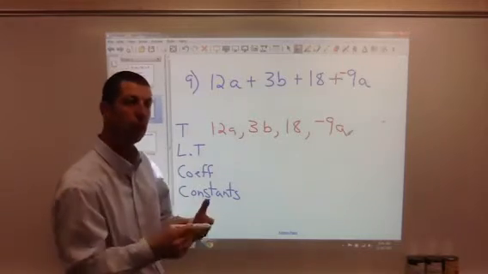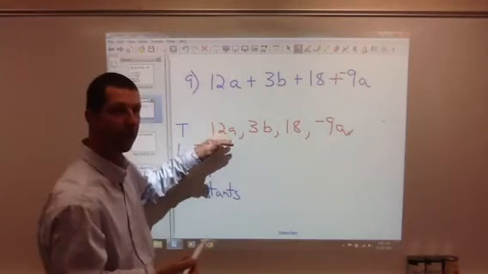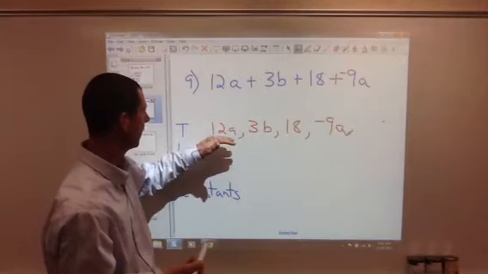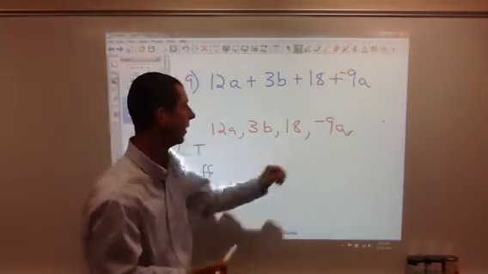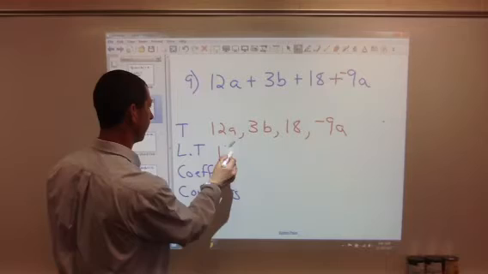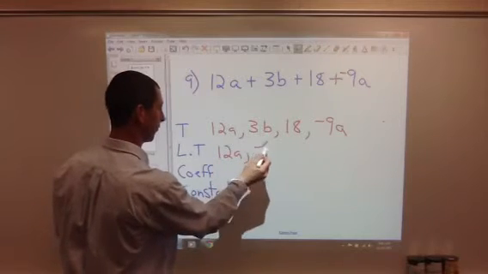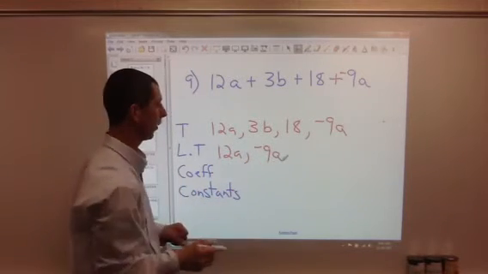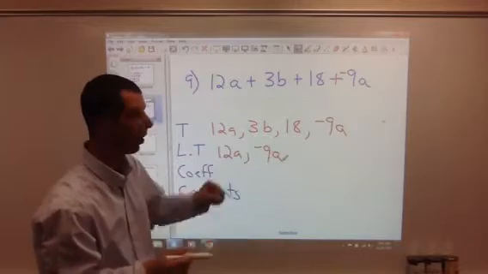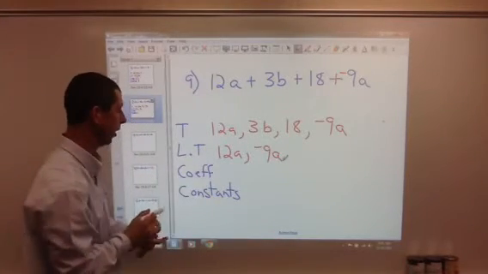Okay, our like terms now. So we're looking for terms that have the same variables. Okay, so 12a and negative 9a. Those are like terms. Okay, there's no other like terms in this expression.